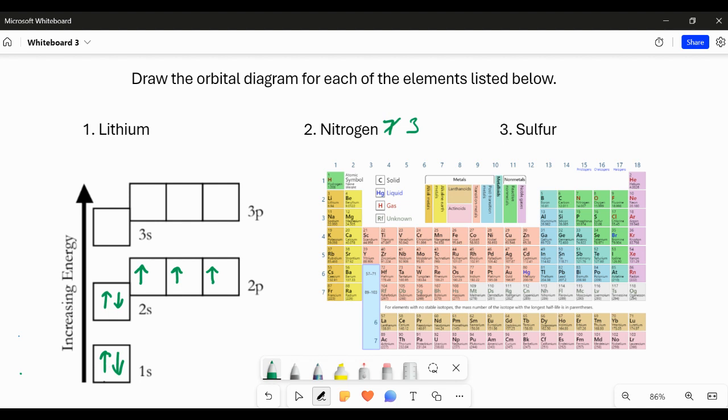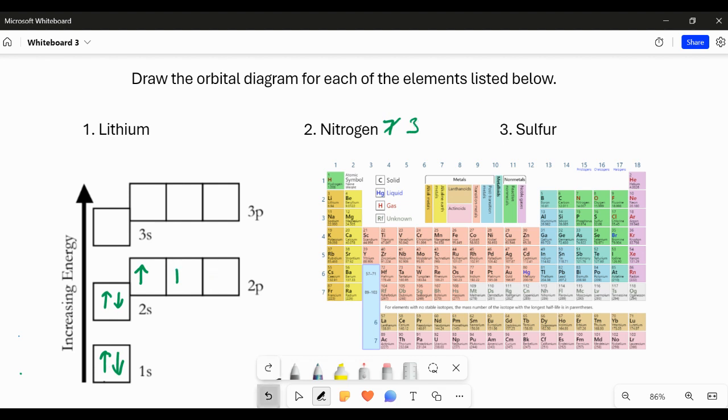So we've used up 1, 2, 3, 4, 5, 6, 7 electrons. That gives us 0 left over. The 1s and 2s orbitals, or energy levels, are full. In the 2p set of orbitals, there were 3 electrons left, so they're all unpaired and all going in the same direction according to Hund's rule. So with that, this is the correct orbital diagram for nitrogen.